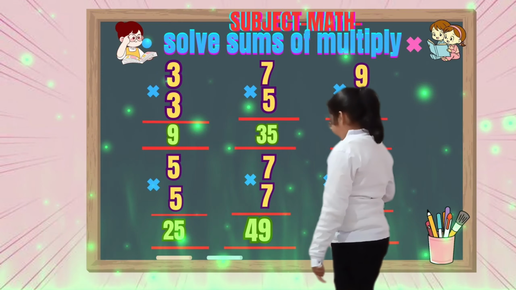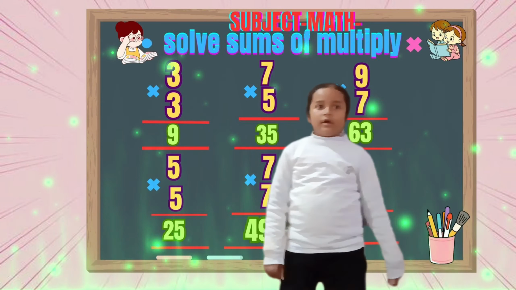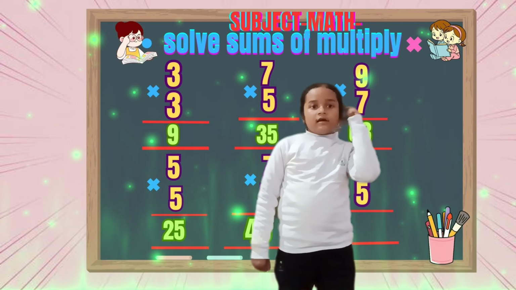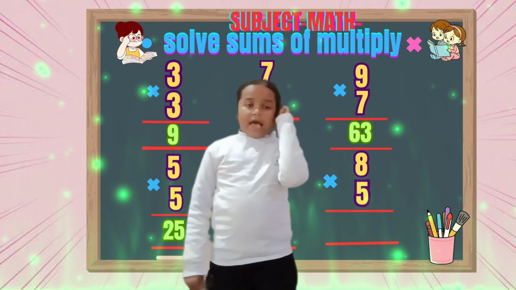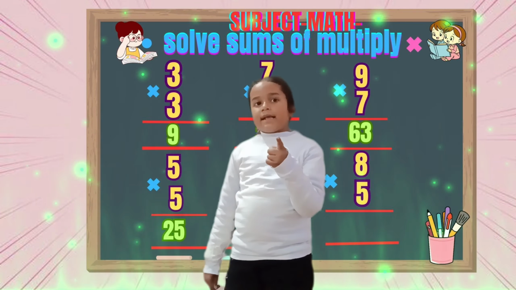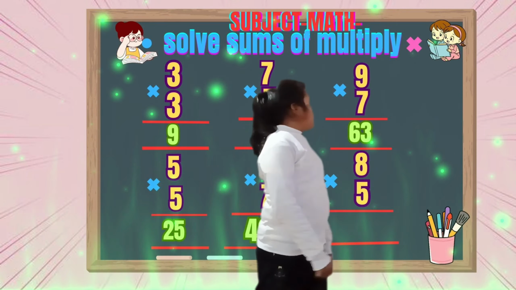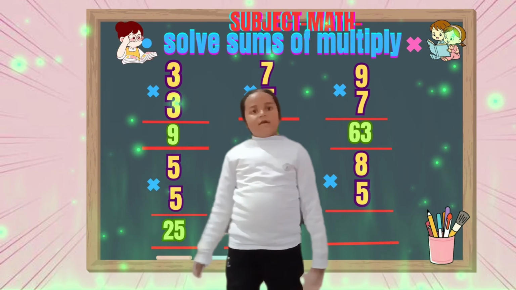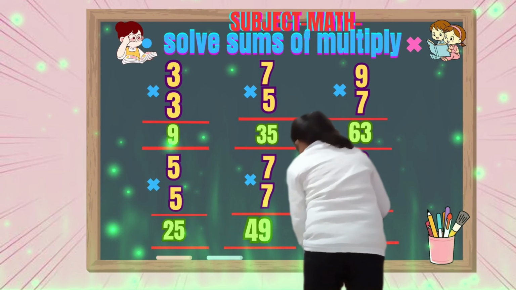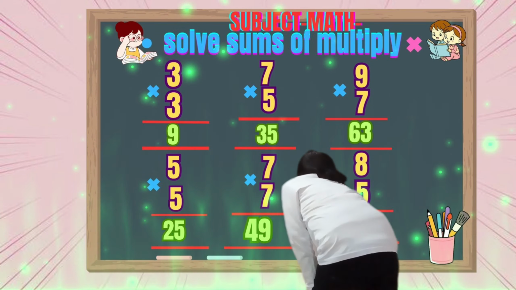Then, kids, 5 8 ja. Guess. Yes, my smart kids. 40. Okay, kids. Okay, and write 40.